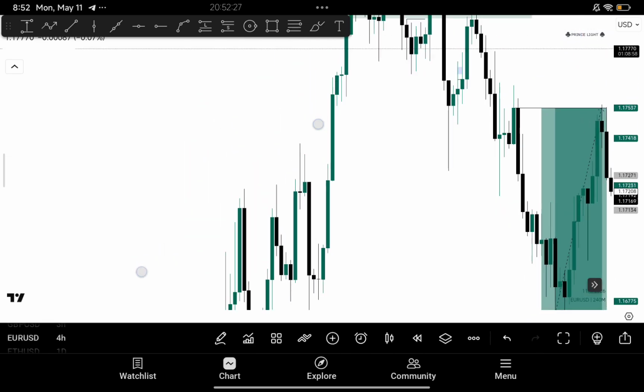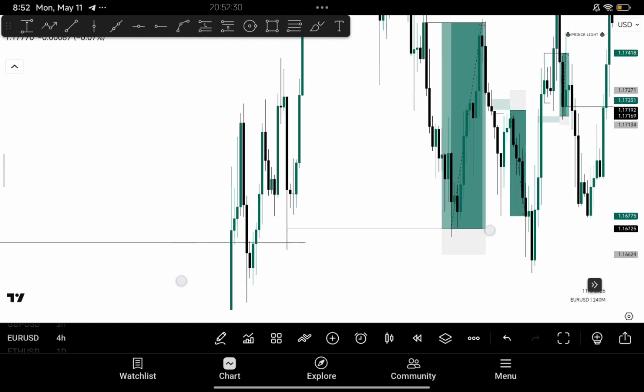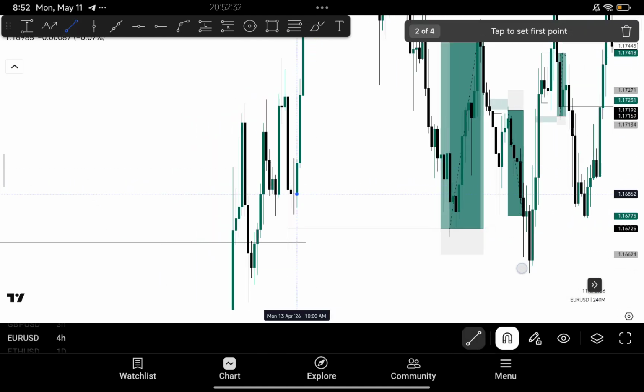4 hours already gave us a breakout. So the next thing we're doing is our apex, right? This is supposed to be our entry.